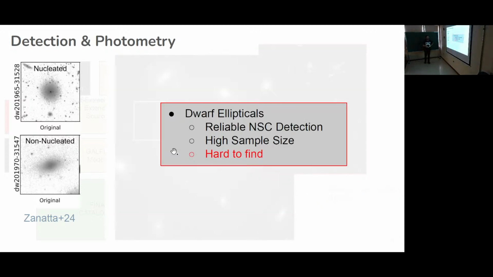So this is what's called a dwarf elliptical galaxy, even though this one is a bit more elongated. These two dwarf ellipticals are the best galaxies to do this kind of study. They have a reliable NSC detection. They offer a high sample size. However, they are very hard to find. So we had to develop a way to detect those galaxies more efficiently.